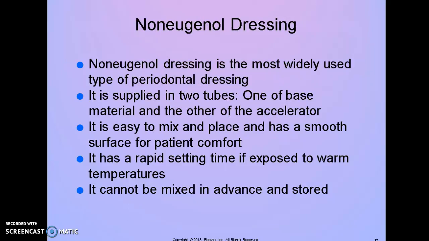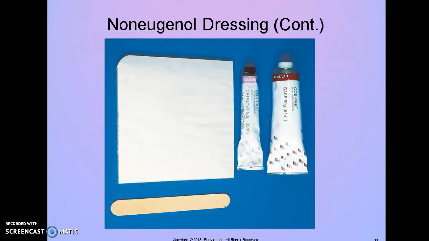The non-eugenol dressings are becoming more widely used as a periodontal dressing. They are supplied in tubes of a base and an accelerator. It's easier to mix in place, has a smoother surface for patient comfort, and doesn't have a bad taste. It has a rapid setting time if exposed to warmer temperatures, but this type cannot be mixed in advance because the working time is shorter. Here is a look at the non-eugenol dressings, the base and the catalyst. You mix equal portions together on a paper pad and put it on the surgical site.